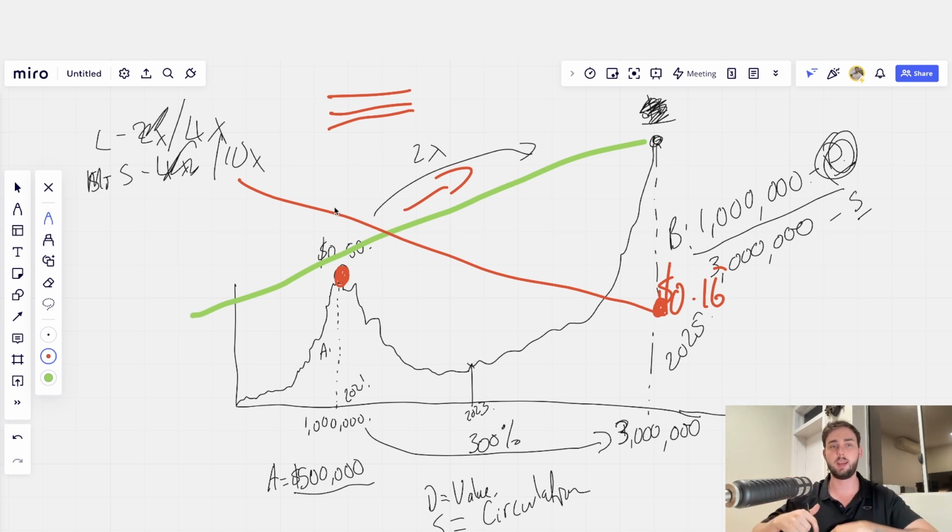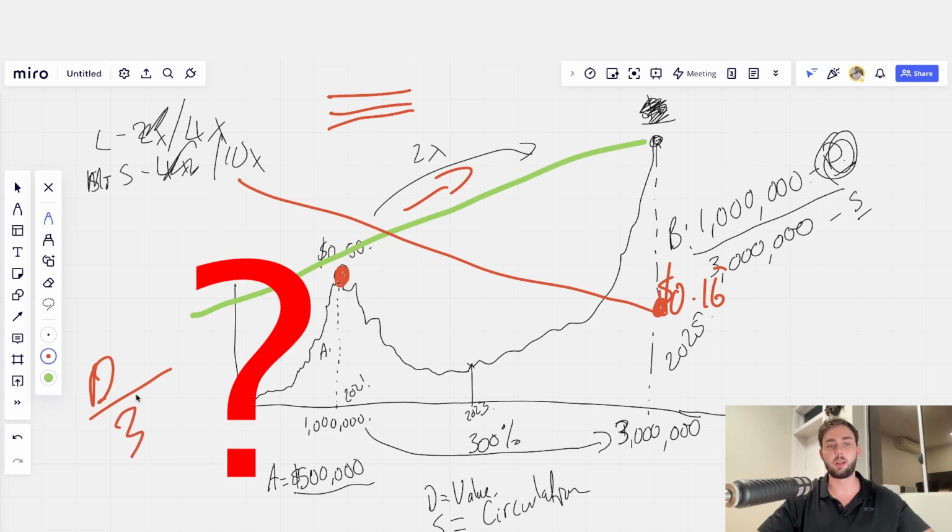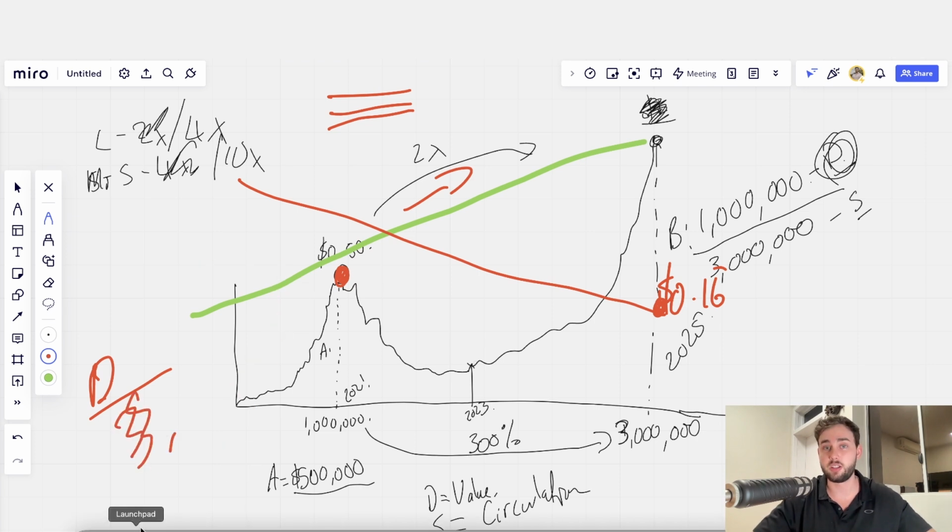Once you've found demand, again, for simplicity's sake, just do what I say. Not financial advice. I've got to put that out there, don't I? So once you've found demand, supply is easy, okay? Supply is super easy. Vesting schedule.